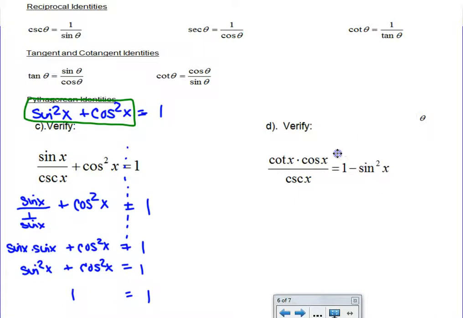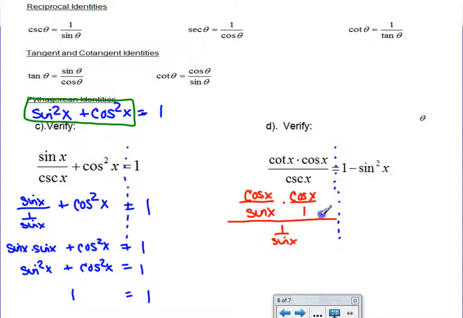Okay, letter D. Split this into 2 columns. All right, let's have fun. Cotangent. What is cotangent? It is 1 over tangent, but I don't like that one so much. Cosine over sine might be better. And then it's times a cosine, so I'm going to put him over a 1 so I don't get confused. And then everything there is still being divided by cosecant. Can you trade cosecant for somebody? 1 over sine.